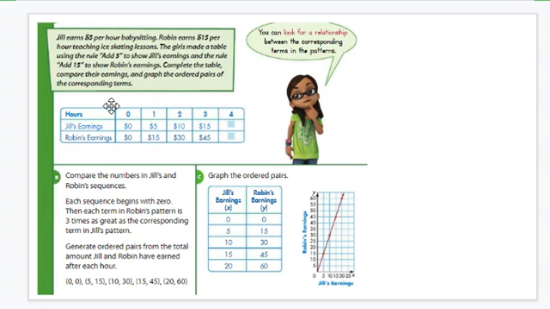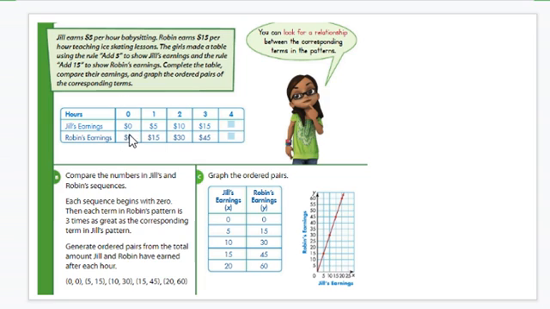All right, so here's another example. Jill is earning $5 per hour babysitting and Robin is earning $15 per hour teaching ice skating lessons. So they made a table and Jill's rule is add 5 and Robin's rule is add 15. So they want us to complete the table, compare their earnings, and then graph the ordered pairs of the corresponding terms. So as you can see here, a lot of Jill's and Robin's chart is already filled out.